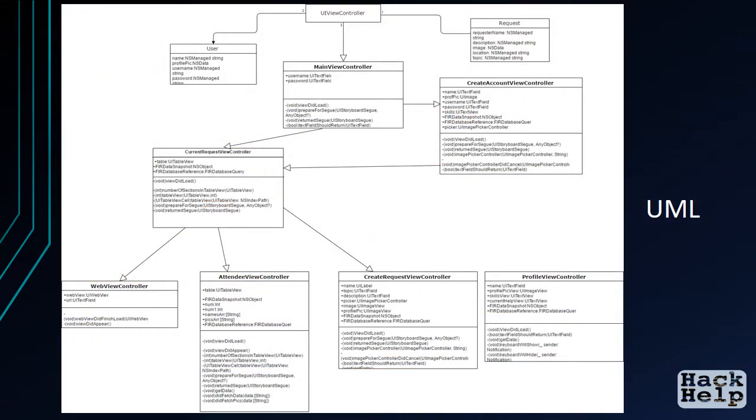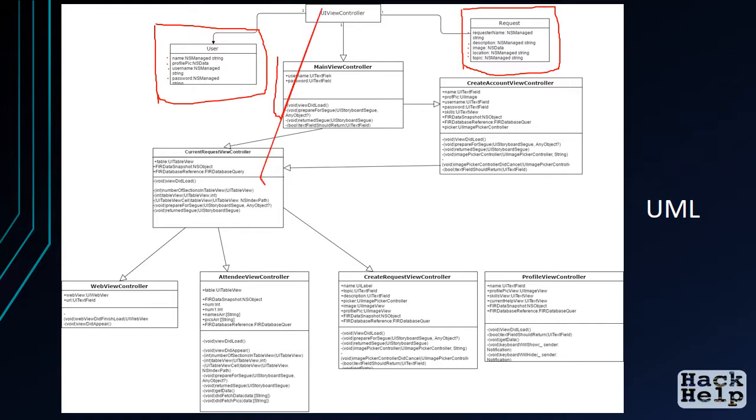So now I'd like to go over my UML diagram and highlight some of the more important things from it. First we'll start with this user object, which has a name, a profile pic, a username, and a password. And then we also have a request object, which has a requester name, a description, an image, a location, and a topic. So later on I'll be able to show you how this user and request data is stored specifically in Firebase.